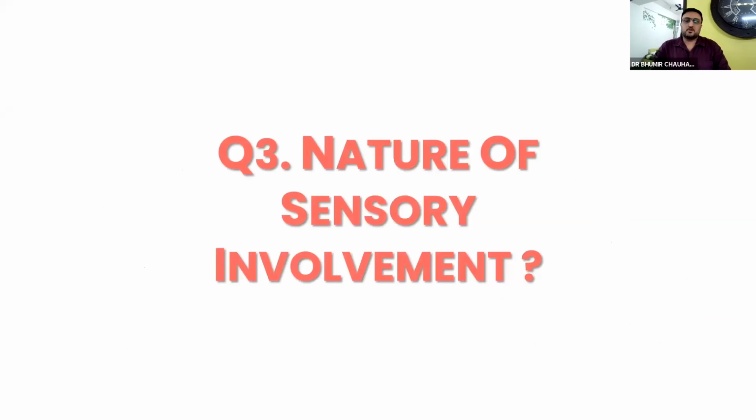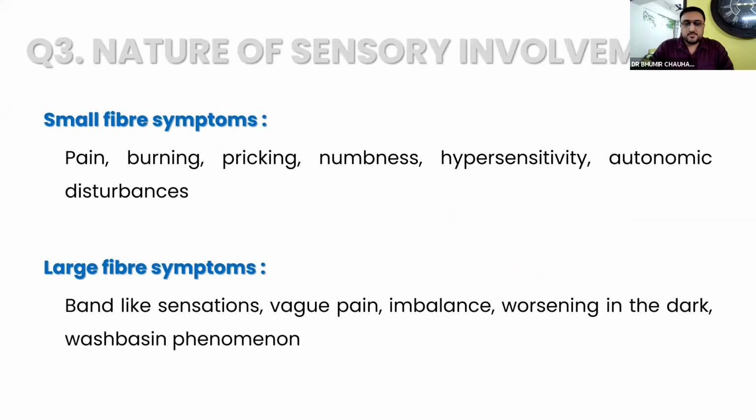Third question is nature of sensory involvement. So how is the sensory involvement present? Is it small fiber involvement like pain, burning, pricking, numbness, hyperesthesia, hypersensitivity of skin, autonomic disturbance? These are all related to small fiber symptoms.